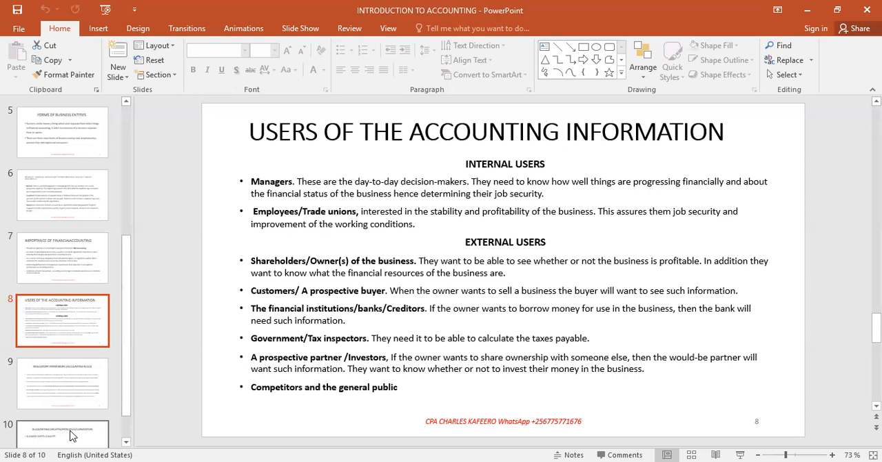The other thing we can talk about for the internal users of accounting information, we have the employees, stock trade unions. These employees, for them, their interest is about, is the company really making that profit which can help them pay our salaries? If so, then are we safe? Are we having job? Is there job security?